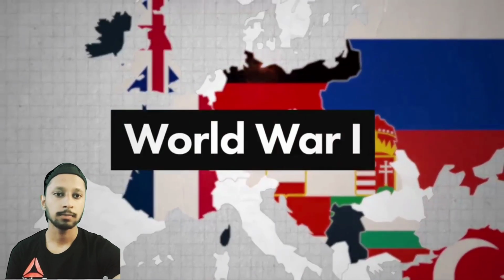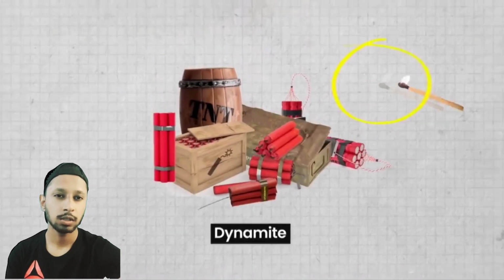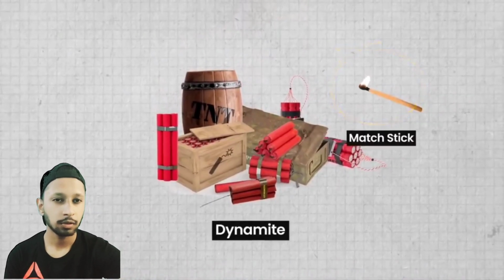If I light up one little matchstick and blow up 1 ton of dynamite, is it the fault of the matchstick or the 1 ton of dynamite that was kept there? Let me explain to you guys how World War I happened. What was the main reason that started the war? And who was responsible for 20 million people dying?